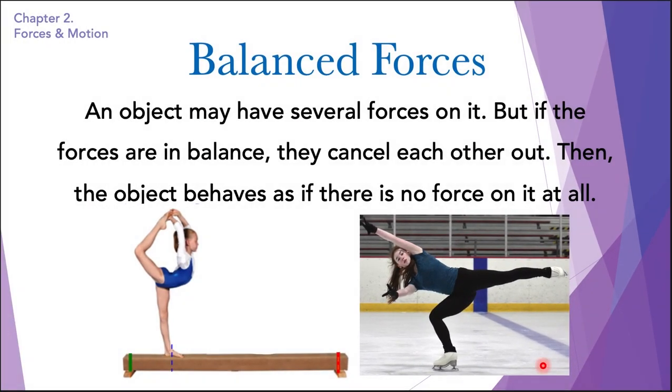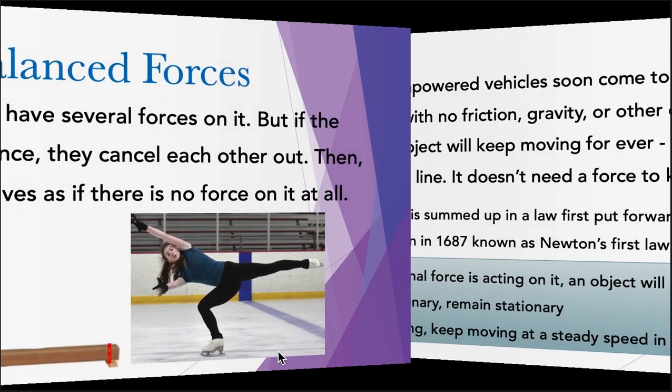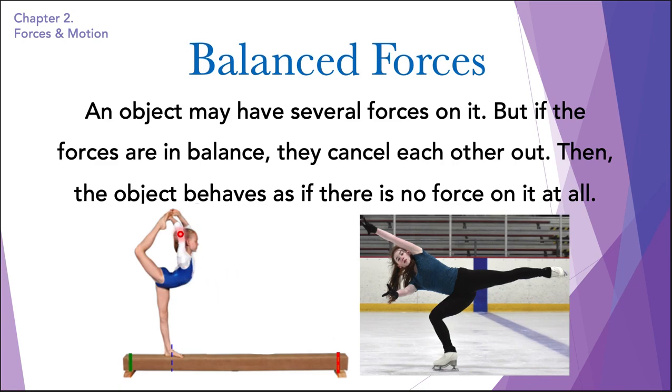Now let's look at some balanced forces. This law will come into play here as well. So an object may have several forces on it, but if the forces are in balance, they cancel each other out. Then the object behaves as if there is no force on it at all. So as you can see, this gymnast has balanced herself on this beam nicely. Because she is balanced, there is no net force acting on her. As Newton's first law states, if no external force is acting on it, an object will, if stationary, remain stationary. So this rule applies to her because as she is stationary, she will remain stationary in this position.